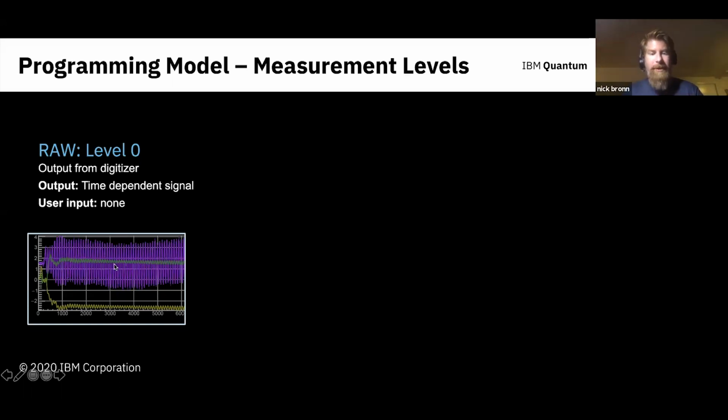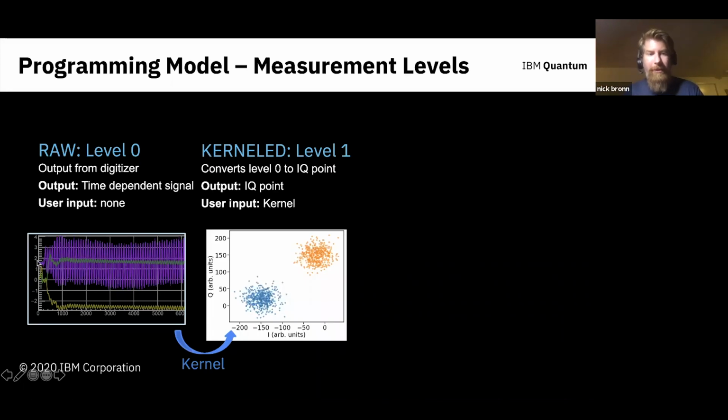But this will give you a kind of trajectory in the IQ plane, and you can study this and classify these. But what we typically do, or what you can do yourself, is to specify a kernel, or a way to integrate those waveforms in order to make your blob plots, which are your shots corresponding to 0 and 1 in essentially the complex plane.